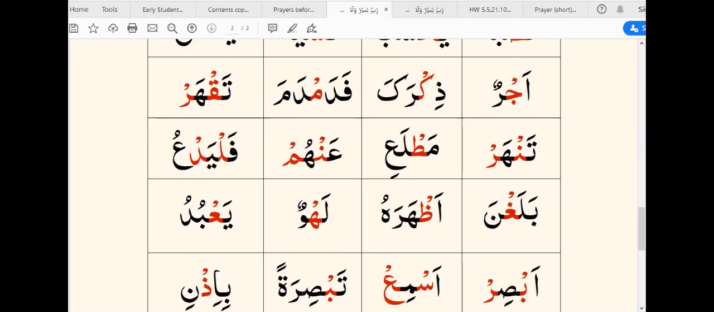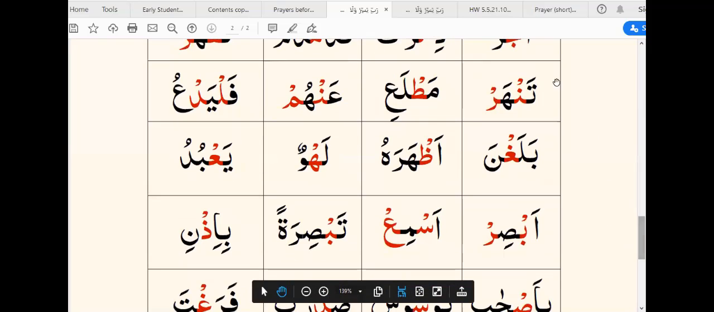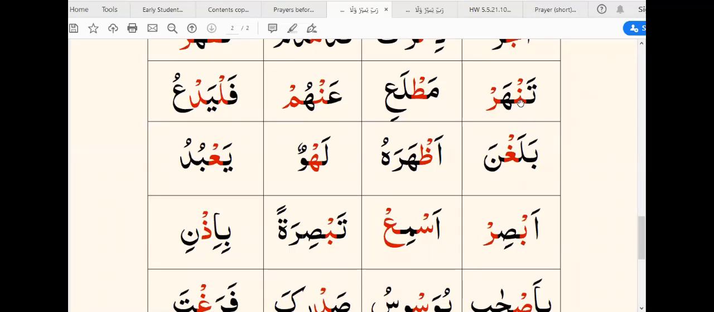So we're going to repeat this line over here that we just did. Again, letter Noon with a sukoon and letter Ra with a sukoon. We're going to join letter Ta with Noon and Ha with Ra. Tanhar. Well done. Over here we have letter Ta with the sukoon. Matla'i.